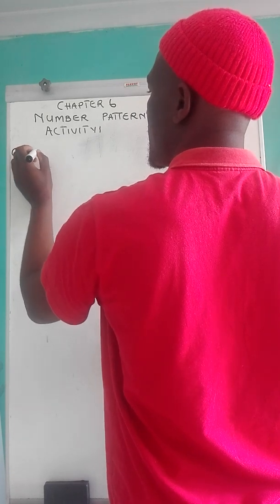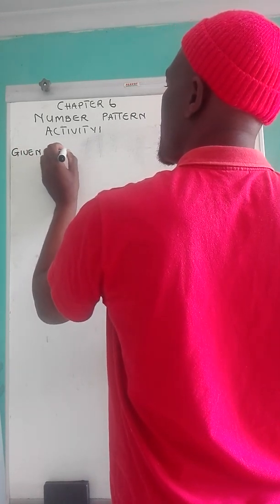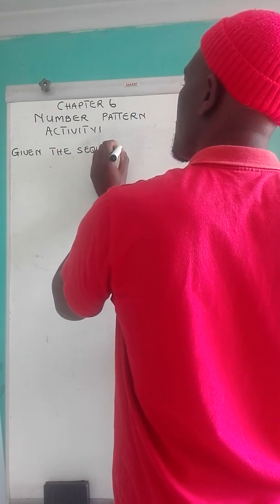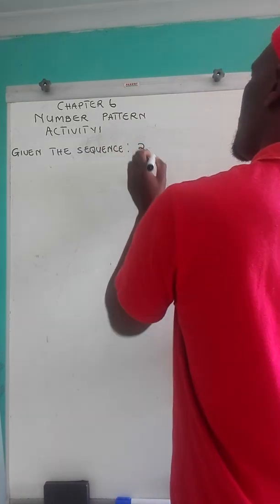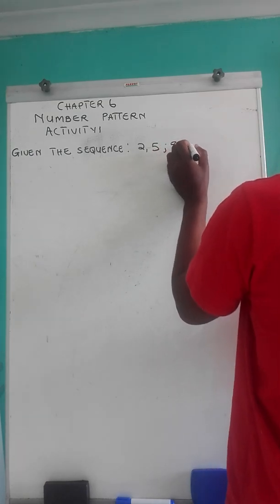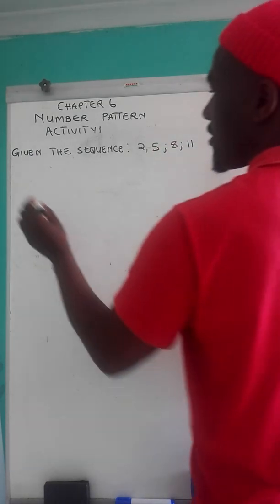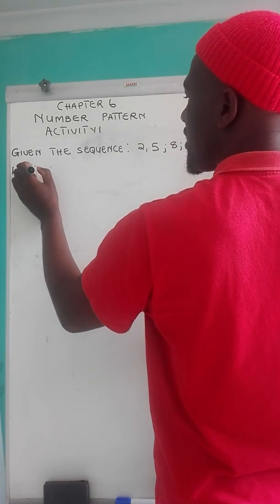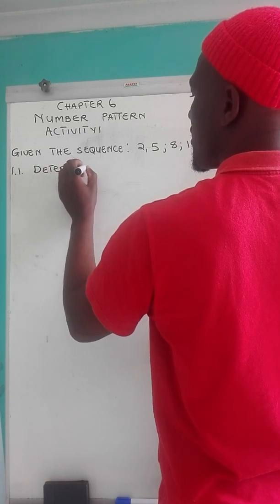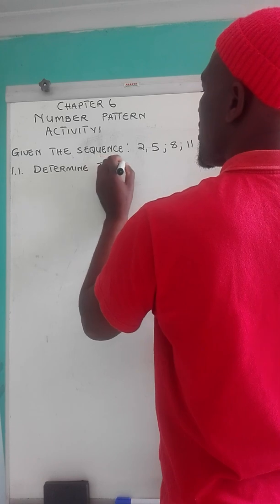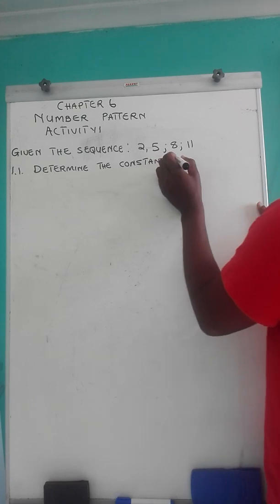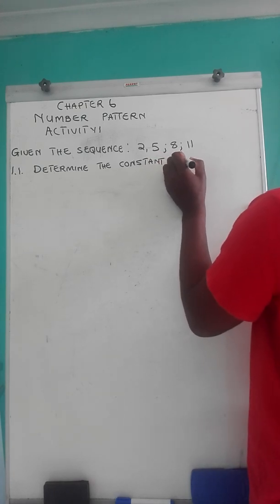Given the sequence 2, 5, 8, and 11. 1.1, determine the constant difference.